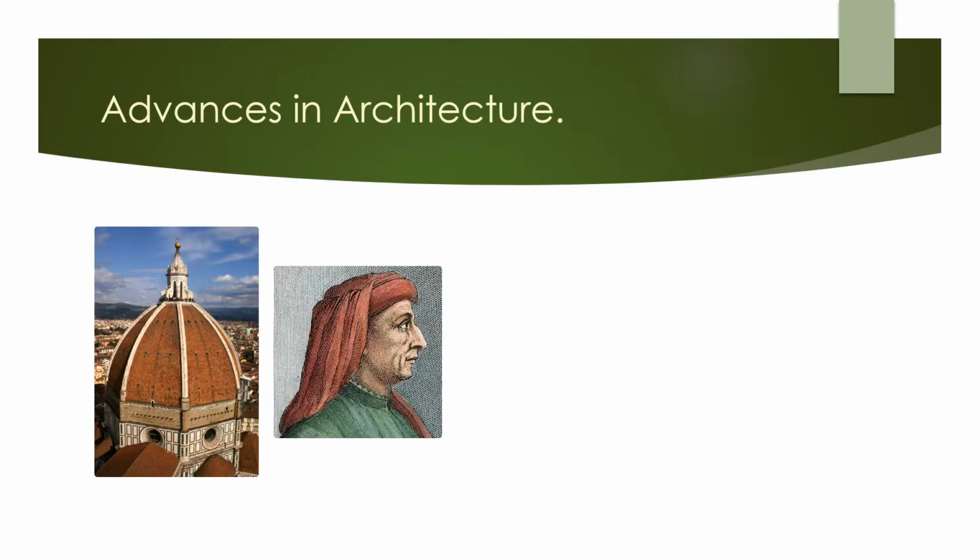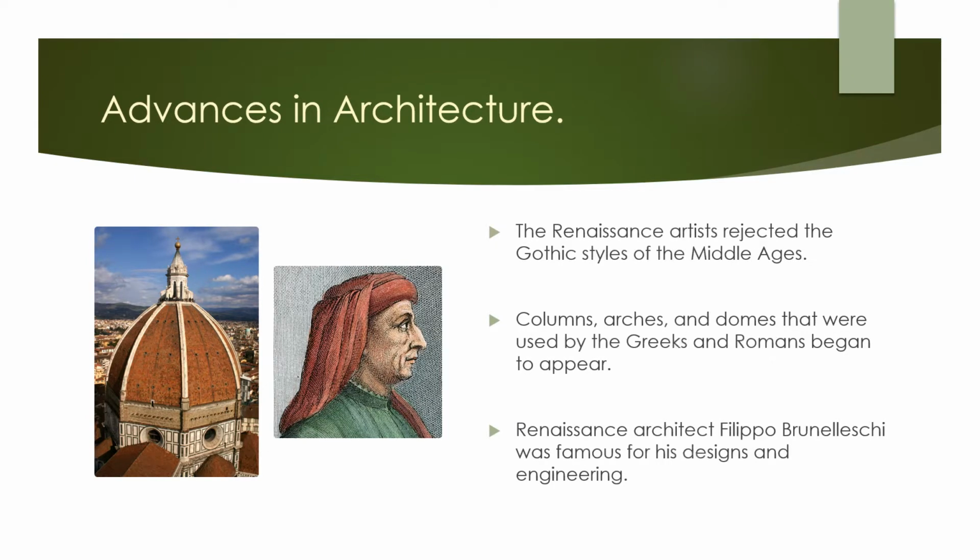So, advances in architecture. The Renaissance artists also rejected the Gothic styles of architecture of the Middle Ages. We're going to see, in terms of the Renaissance, more columns, arches, and domes that were used by the Greeks and Romans begin to appear, okay? In this picture here, this is known as the Duomo, or the Dome in Florence, Italy. And this was by Renaissance architect Filippo Brunelleschi.